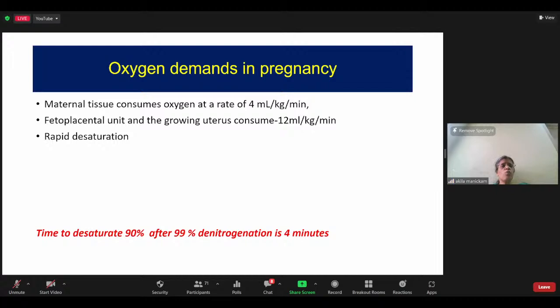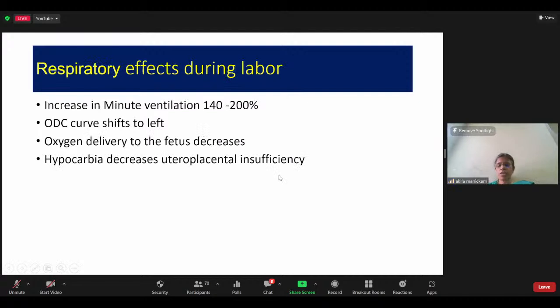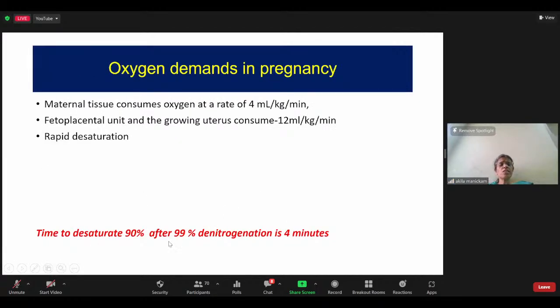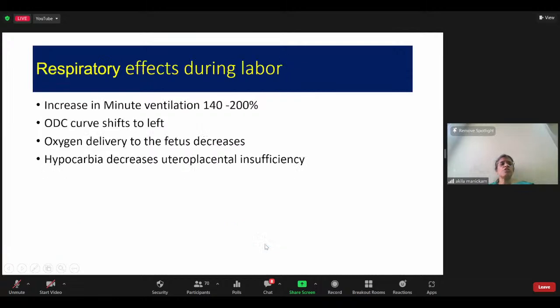In addition to this, why are they more prone to hypoxemia? Because the oxygen consumption is around 4 ml per kg per minute, and with regard to the fetoplacental unit, it is 12 ml per kg per minute. So, though there is an increase in tidal volume and minute ventilation, and your PaO2 is around 107 millimeters of mercury, their tendency to desaturate is quite fast because the oxygen consumption is more. Number one, the consumption is more. Number two, at tidal breathing in the supine position, there can be airway closure. So the time to desaturate is only 4 minutes, even after 99% denitrogenation of these patients.